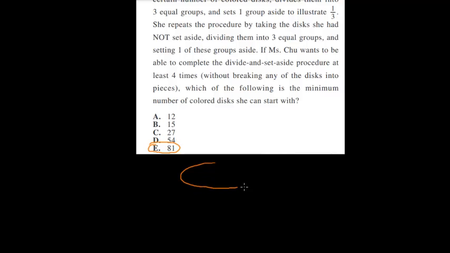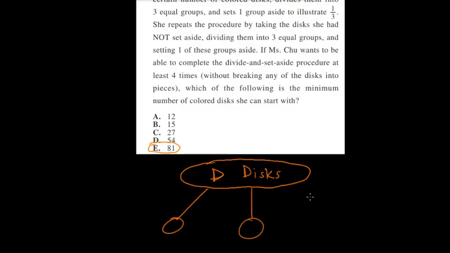So let's say that this right here is our pool of discs. And let's say we have D discs. And we're trying to figure out what this number D is, essentially, or a possibility of what D could be for this to work. And from here, she's going to divide this group of discs into 3 equal groups. So we'd have one group here, one group here, and one group here.